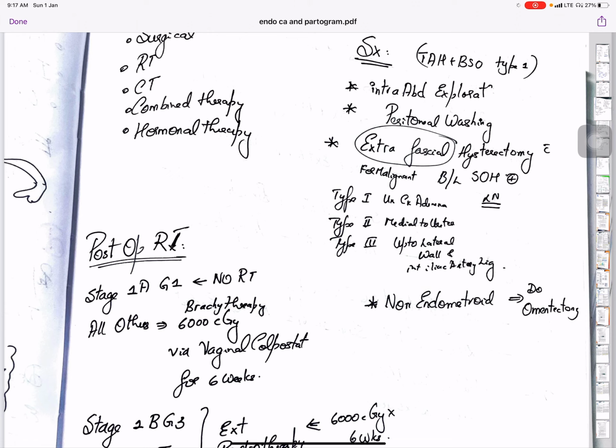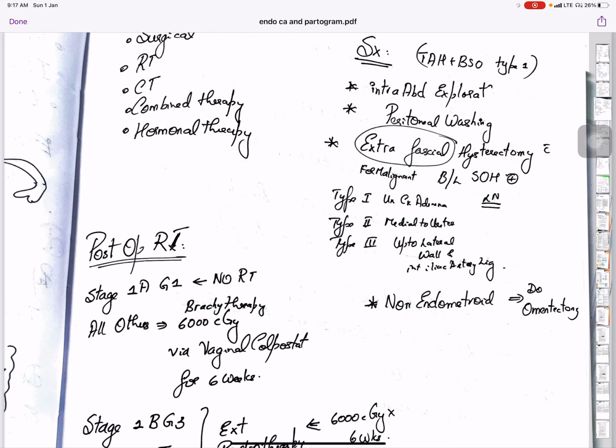Okay. First we do staging. First, staging is done on the table. So we have intra-abdominal exploration, and we have peritoneal washing. After staging is completed, for stage 1A G1, we're going to go for either an LNG intrauterine device in case it's non-surgical, or the best option is total abdominal hysterectomy with bilateral salpingo-oophorectomy, type 1 extrafascial type. Okay.